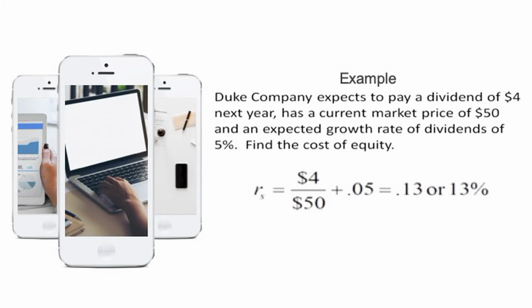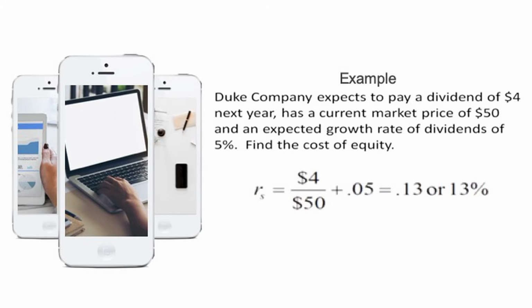So here is an example. Duke Company expects to have a dividend of $4 next year, has a current market price of $50, and an expected growth rate of dividends of 5%. Find the cost of equity. We use the formula $4 over $50 plus 0.05, and it turns out to be 13% or 0.13.